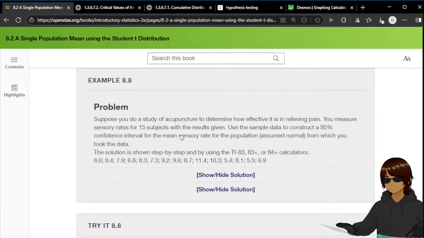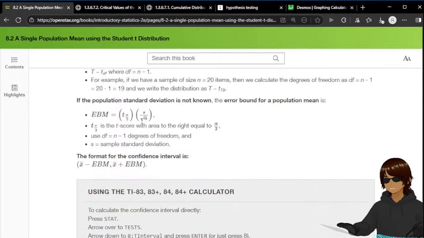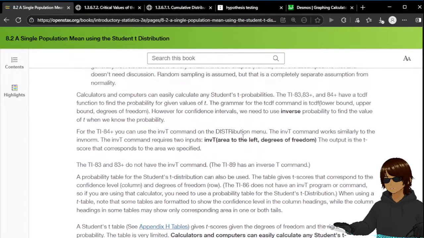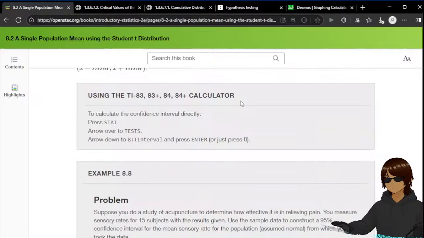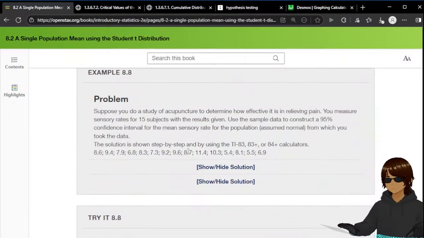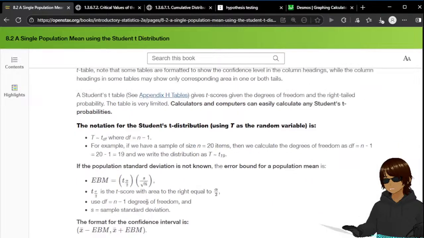95% confidence interval. But I need to find the T score, right? S is the sample standard deviation, right? Yep. I have to calculate this sample standard deviation and the mean. I'll just take their value. We have 8.2267, S is 1 point. And then we can calculate this.